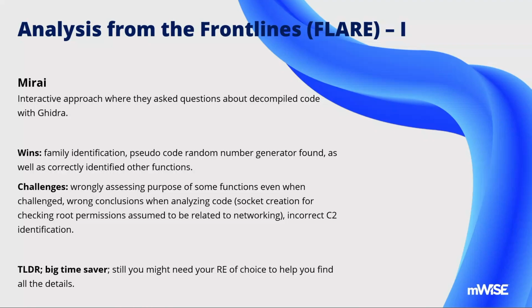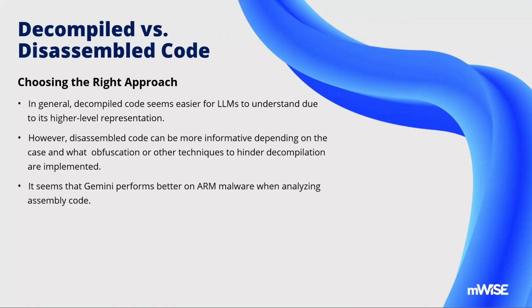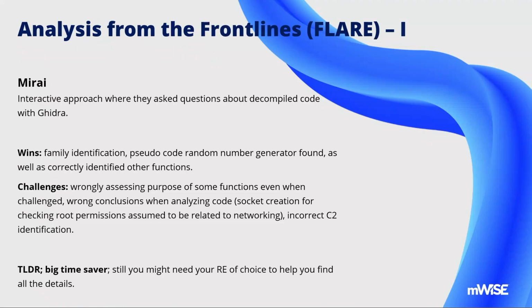And they were analyzing some Mirai samples, and actually they were using, I don't know how you pronounce it, Ghidra. I'm always confused with this, I'm sorry. Well, everybody loves this. And actually for this Mirai sample, they were identifying the family very well. It identified the pseudo random generator inside of the code. It was identifying some other functions. So this was doing very good.